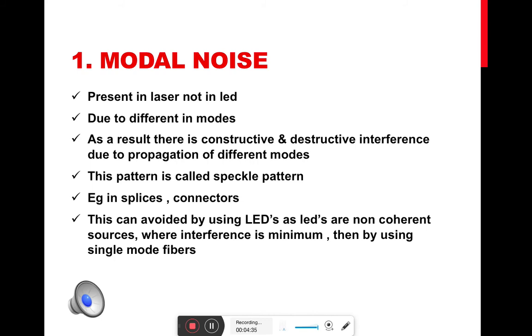Because of this, there can be constructive and destructive interference, and because of this interference you get a pattern, and that pattern is called the speckle pattern of the interference. And these are mainly due to the splices and connectors that we use in the optical communication system, and this can be avoided by using LEDs. But the problem is that an LED is a non-coherent source. In non-coherent sources, the interference is minimum, and by using single mode fibers, this can also be avoided. So, there are two mechanisms by which modal noise can be avoided: using LEDs and using single mode fibers.